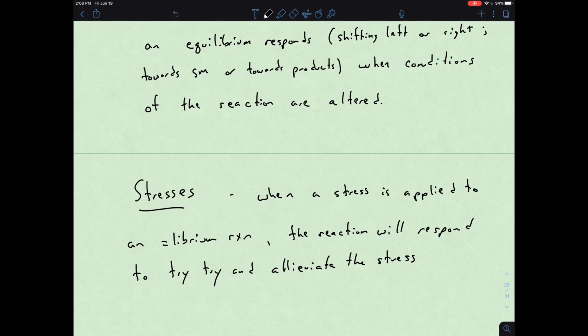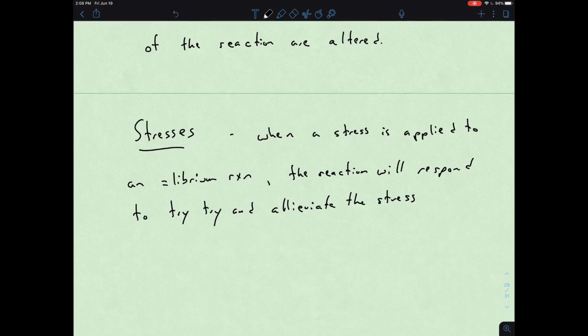We respond to stress. We try to alleviate the stress. We try to get rid of the stress. And so that's what the equilibrium reaction tries to do as well. And so there are a number of stresses that we can apply.